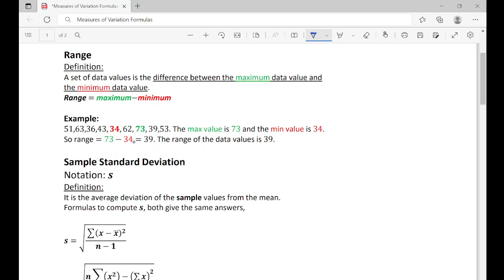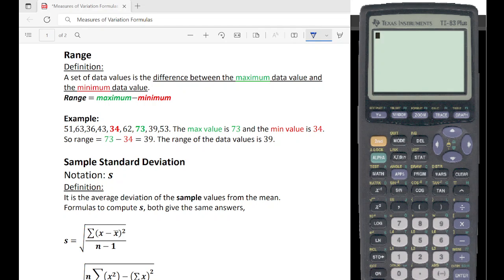But what if you have a bunch of data values and you don't want to start sifting through all of them trying to find the max and the min? Well, there's an easy way to do it, and that is with our calculator. So we take our calculator and we're going to input all of our values into a list. So we go to stat and then one, edit, and we're going to put all our values in L1, which has already been done. So we can just input all 9 of our data values in.